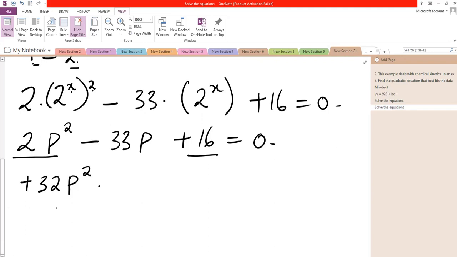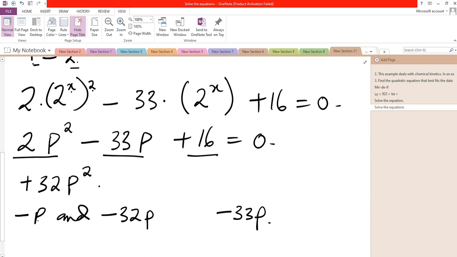Now what are the factors of plus 32p squared? When you sum them, it will give you the middle term. I will start with minus p and minus 32p. If you sum minus p minus 32p, you have minus 33p, and if you multiply both, these are factors of plus 32p squared.